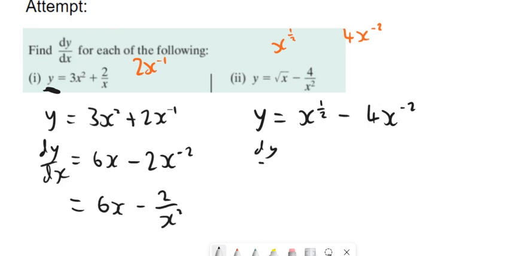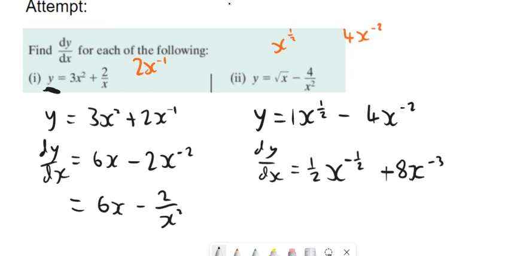So dy/dx is equal to, now a half times, and really there's a 1 in front there, it's just we don't see it, so a half times 1 is a half, and then drop down the power by 1. So what's 1 less than a half? A half take away 1. You can do it on your calculator if you want, it's minus a half. Then it won't be minus, it'll be minus 2 times minus 4, so that'll be plus 8, x to the power of, and then drop down the power by 1 is a minus 3.